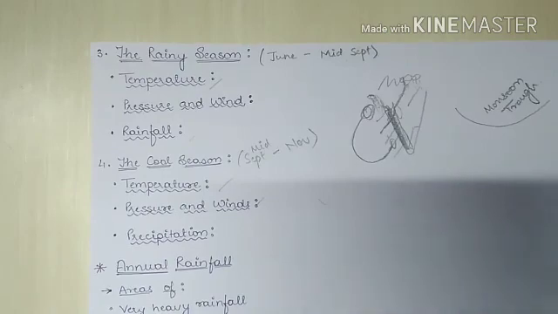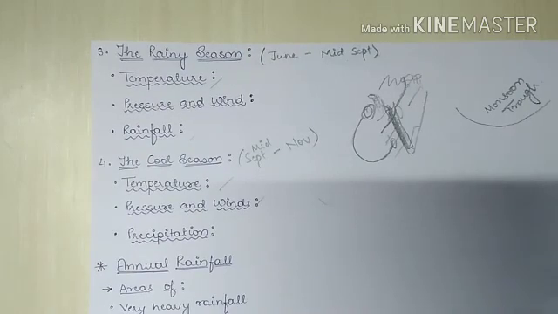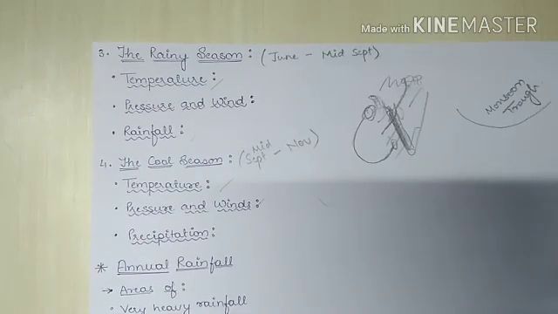Now we will talk about annual rainfall. The distribution of annual rainfall in India, as we have seen, varies, so we have categorized the areas into four: areas of very heavy rainfall, high rainfall, low rainfall, and lastly very low rainfall. The areas of very low rainfall are desert and semi-desert areas receiving less than 50 centimeters of rainfall. They include a large area of western Rajasthan, Kutch, and most of the Ladakh region of Jammu and Kashmir.